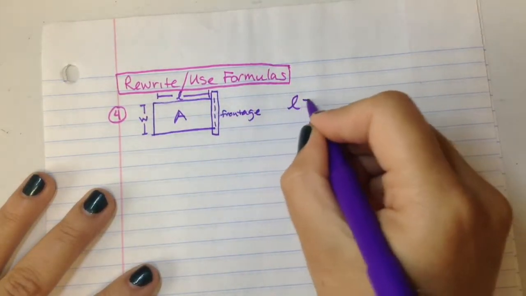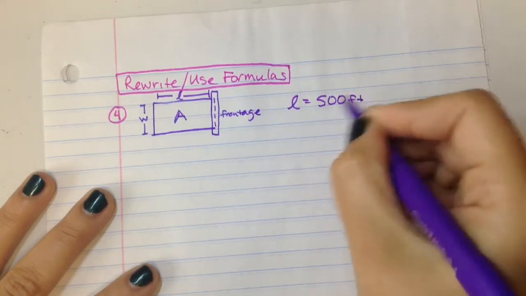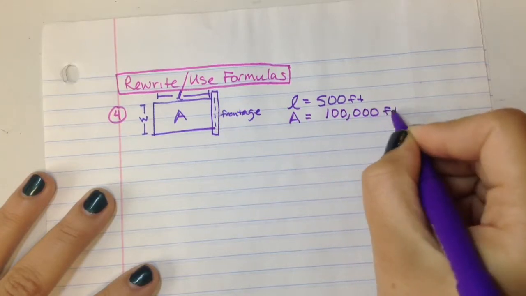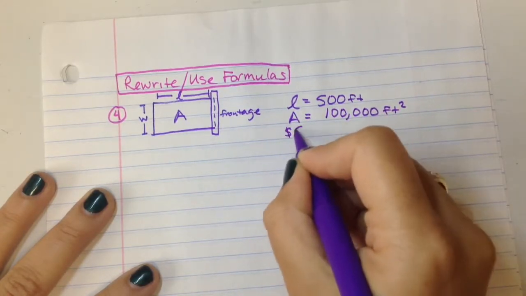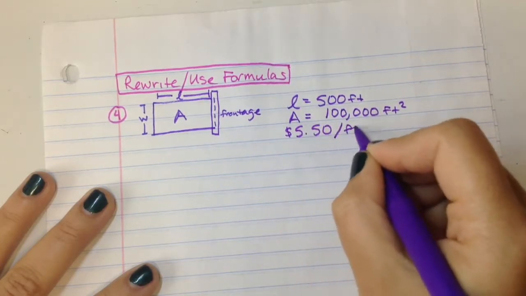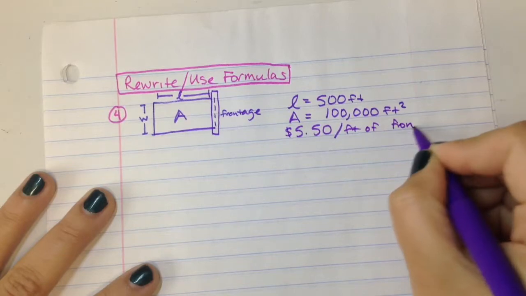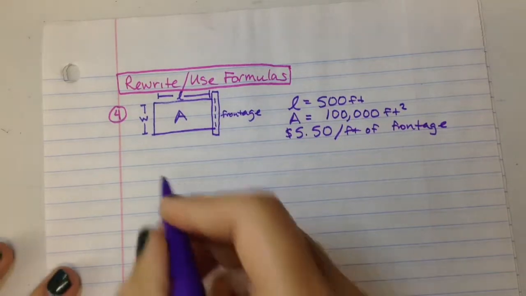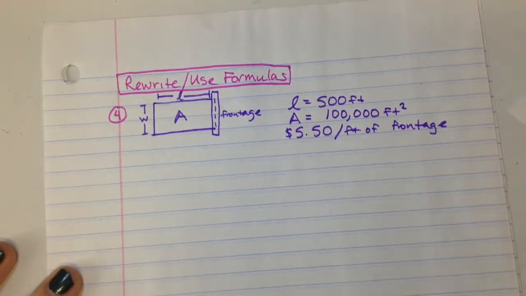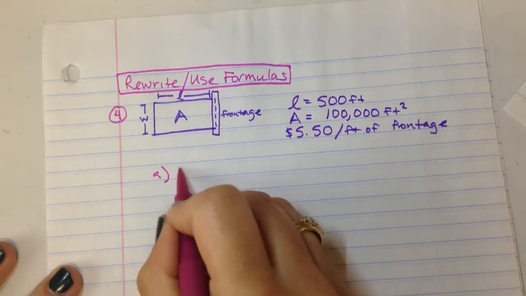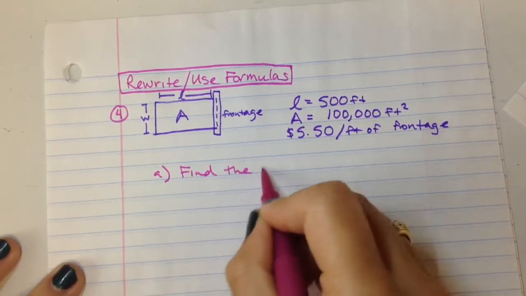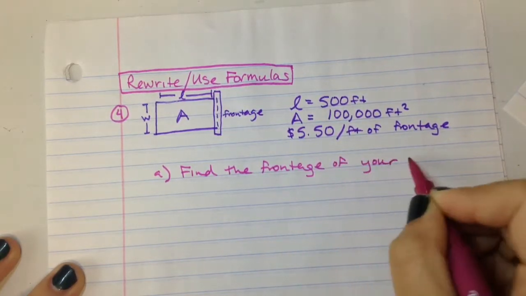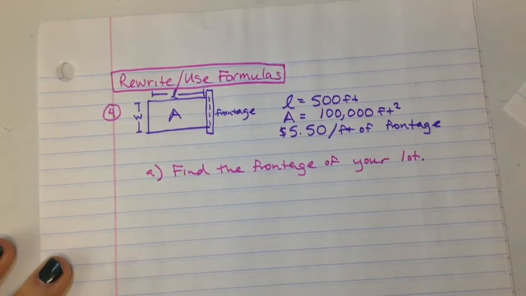You're told that the length is 500 feet, that the area of your property is 100,000 feet squared, and that you earn $5.50 per foot of frontage. If this were a word problem, all of this information would be given to you in the word problem. Then they would ask you the following question. They would say, find the frontage of your lot.